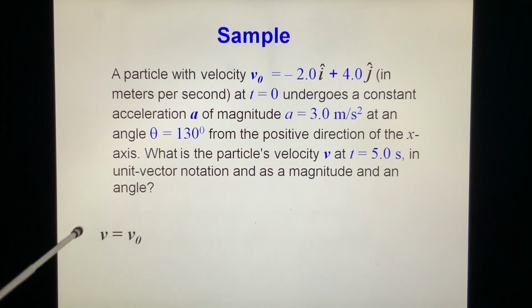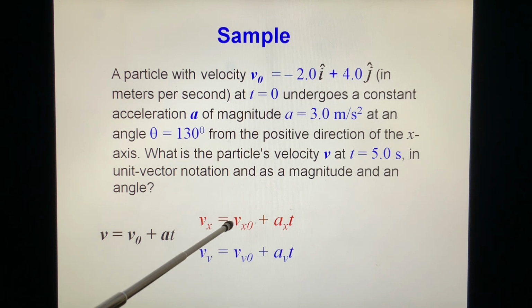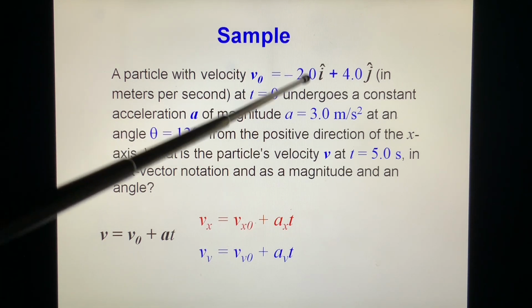Now, this is a constant acceleration, so we use v equals v0 plus at. It's two-dimensional, so you have two components. vx equals v0x plus ax t. Y component, vy equals v0y plus ay t. Now, we have this one. v0x is minus 2.0.